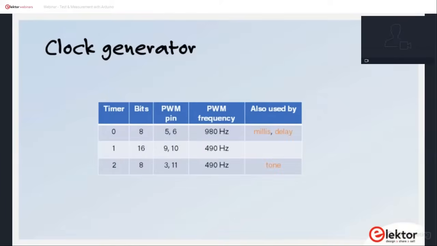Not every frequency from 0 to 8 MHz is possible, but Timer 1 has a resolution of 16 bits and several prescalers. Timer 0 and 2 are both 8-bit. Timer 0 is also used for the millis and delay functions, so be careful what you do with it.